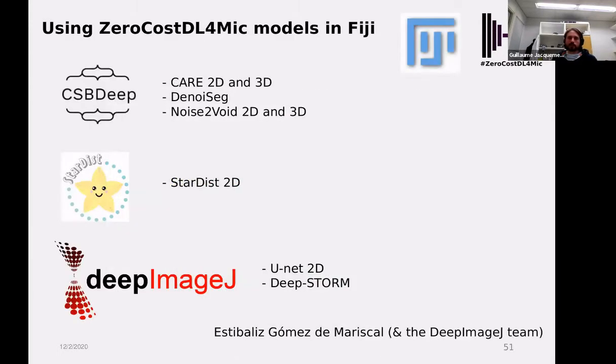I've already mentioned this, but I want to highlight this again. Many of the models that you will be able to train in ZeroCost can also be used in Fiji. That's the case for the CSB deep learning networks such as CARE, Denoising, and Noise2Void using the CSB deep plugins. Stardist 2D can be used in the Stardist plugin, and then UNet 2D and DeepSTORM models can be used via DeepImageJ. And ST from the DeepImageJ team has been helping us with implementing DeepImageJ within ZeroCost.